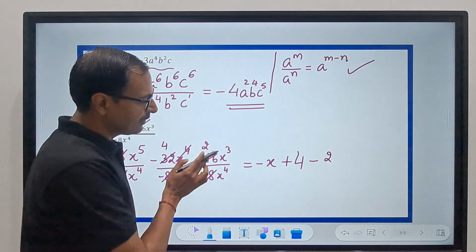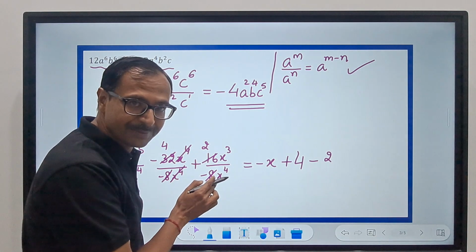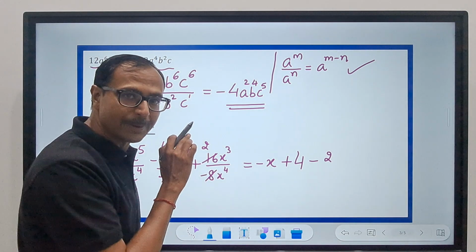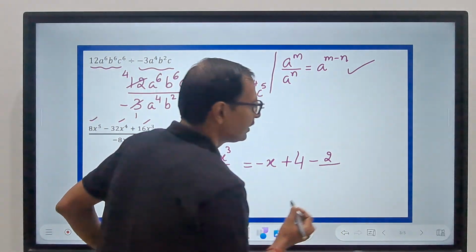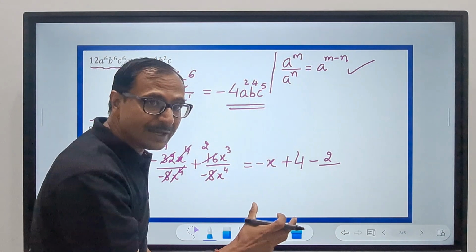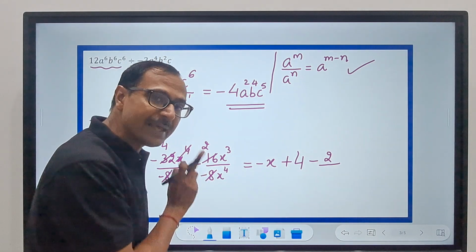Now see what happens here. The denominator contains the higher power and the numerator contains the lower power. So whenever this happens, we have to apply the law but write the leftover in the denominator. That is the place where we have the higher exponent.